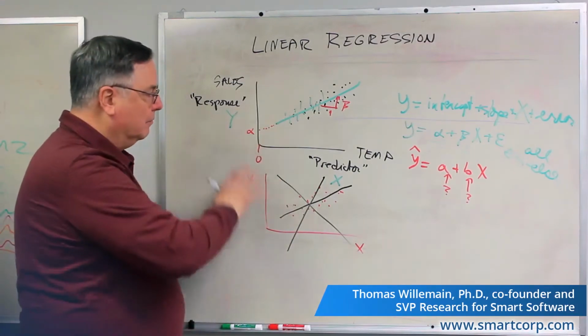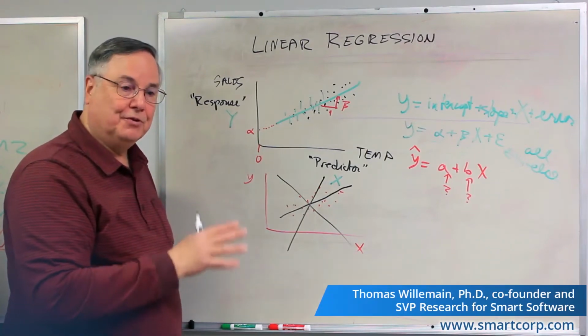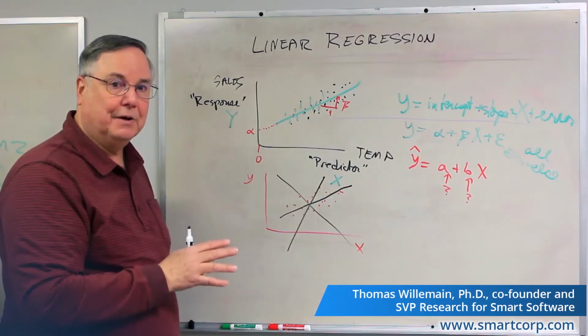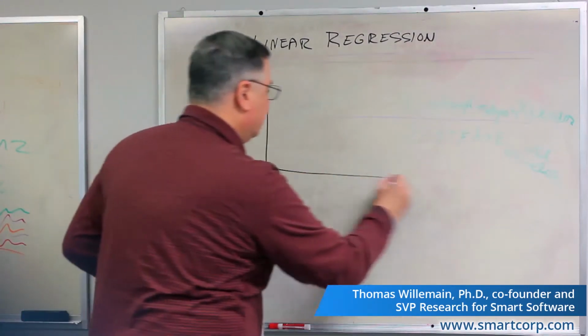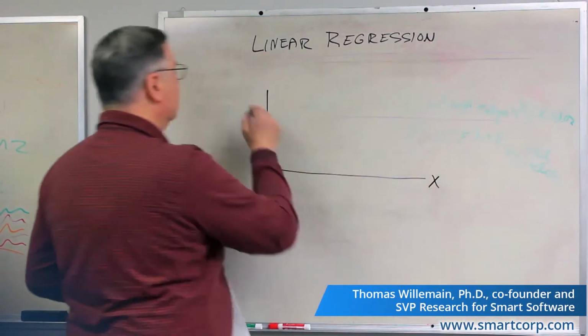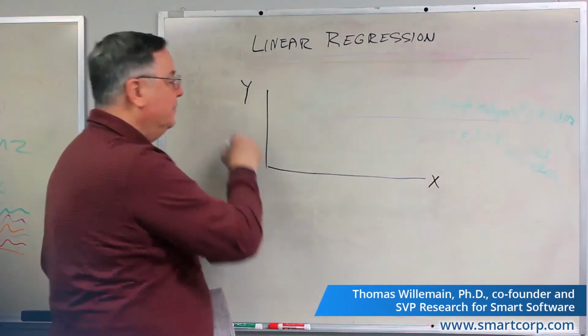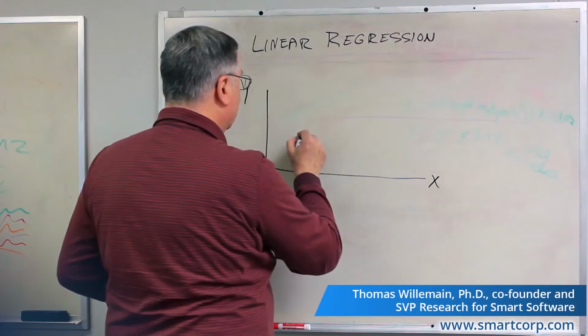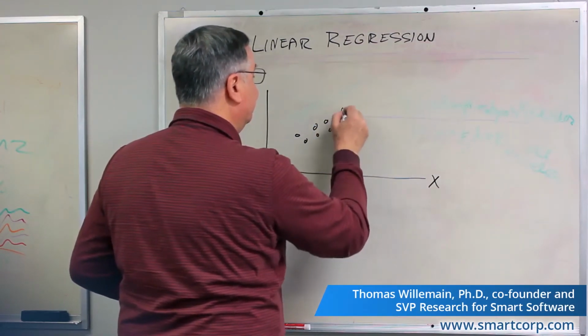And I'll erase this and start with a cleaner picture, and we'll just look at how we would calculate the intercept and slope. So let me redraw a representative scatter plot. Here's y, which is the predictor, and x, which is the response. And we're going to imagine that we have a data set that looks something like this.